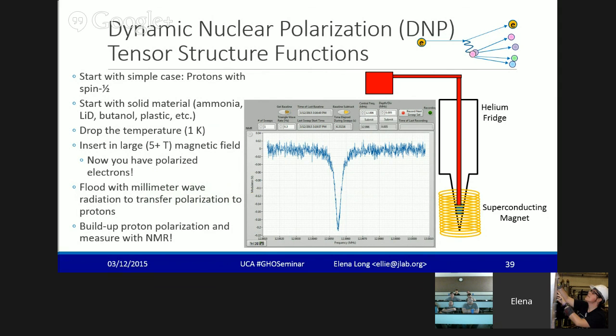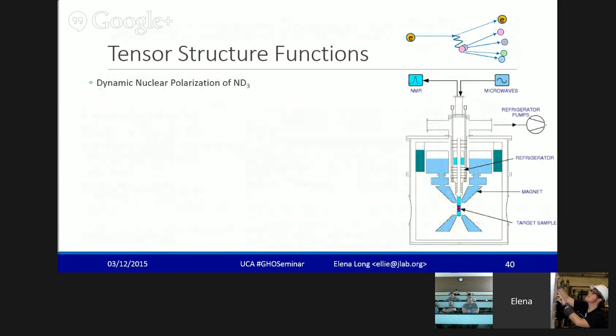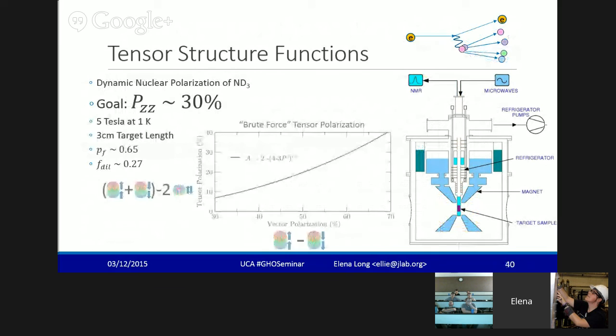So that's the case for spin-half particles. We want to do tensor polarization, so we need spin 1. And our goal really is to get tensor polarization of 30%. These are some target details I don't want to talk about, but the first way of doing this is through brute force tensor polarization. If you have vector polarization, you get tensor polarization for free, according to this equation here, where P is the vector polarization, A is the tensor polarization. So if we want 30% tensor polarization, we need 60% vector polarization, which is hard to do.